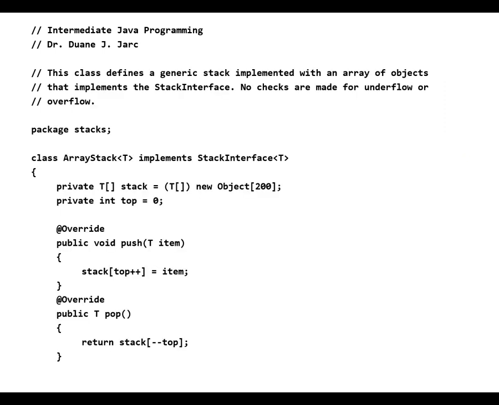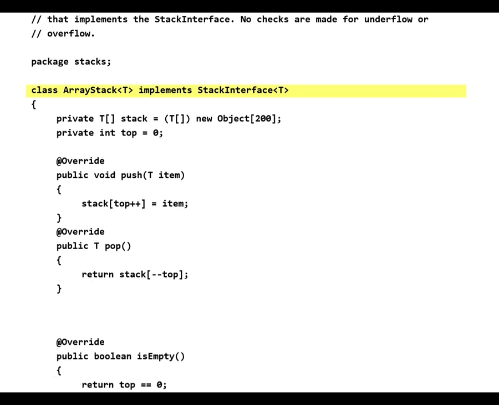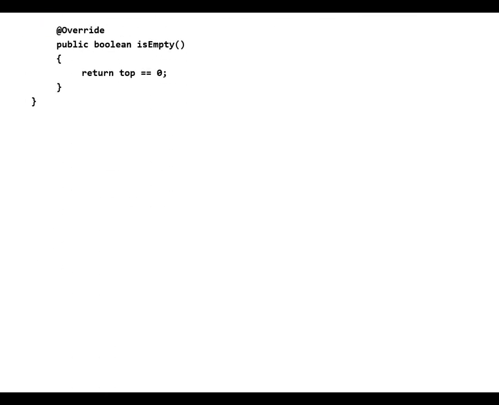Next, we consider the class ArrayStack that implements this interface. The generic type parameter T must follow both the class name and the interface name. Aside from the first line of this class, the remainder is identical to the generic stack class that we examined previously, as we can see scrolling down to the last method in the class.